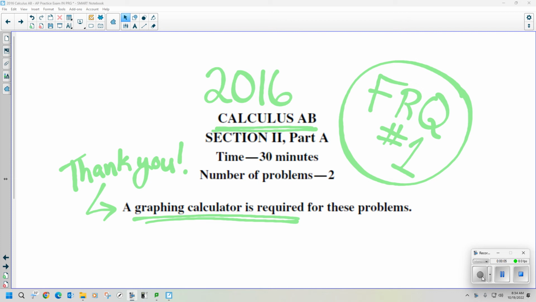Here we are, all done with section 1, part A and B. No more multiple choice. Woo, that's nice. So we are going to start the 2016 Calc AB exam, practice exam. Section 2, part A is the first 2 of 6 free response questions. All right, for these ones, we get a graphing calculator. We are just going to do free response question 1.